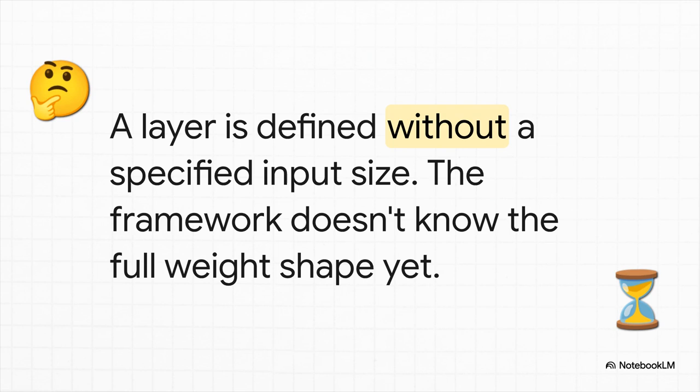Okay, so here's a neat little problem that comes up all the time. When we define a layer, we definitely know how many outputs we want, let's say 256, but we might not know exactly how many input features our data will have. Will it be 20, 50? Who knows? So the framework just leaves a little placeholder, a question mark, in the shape of the weight matrix.